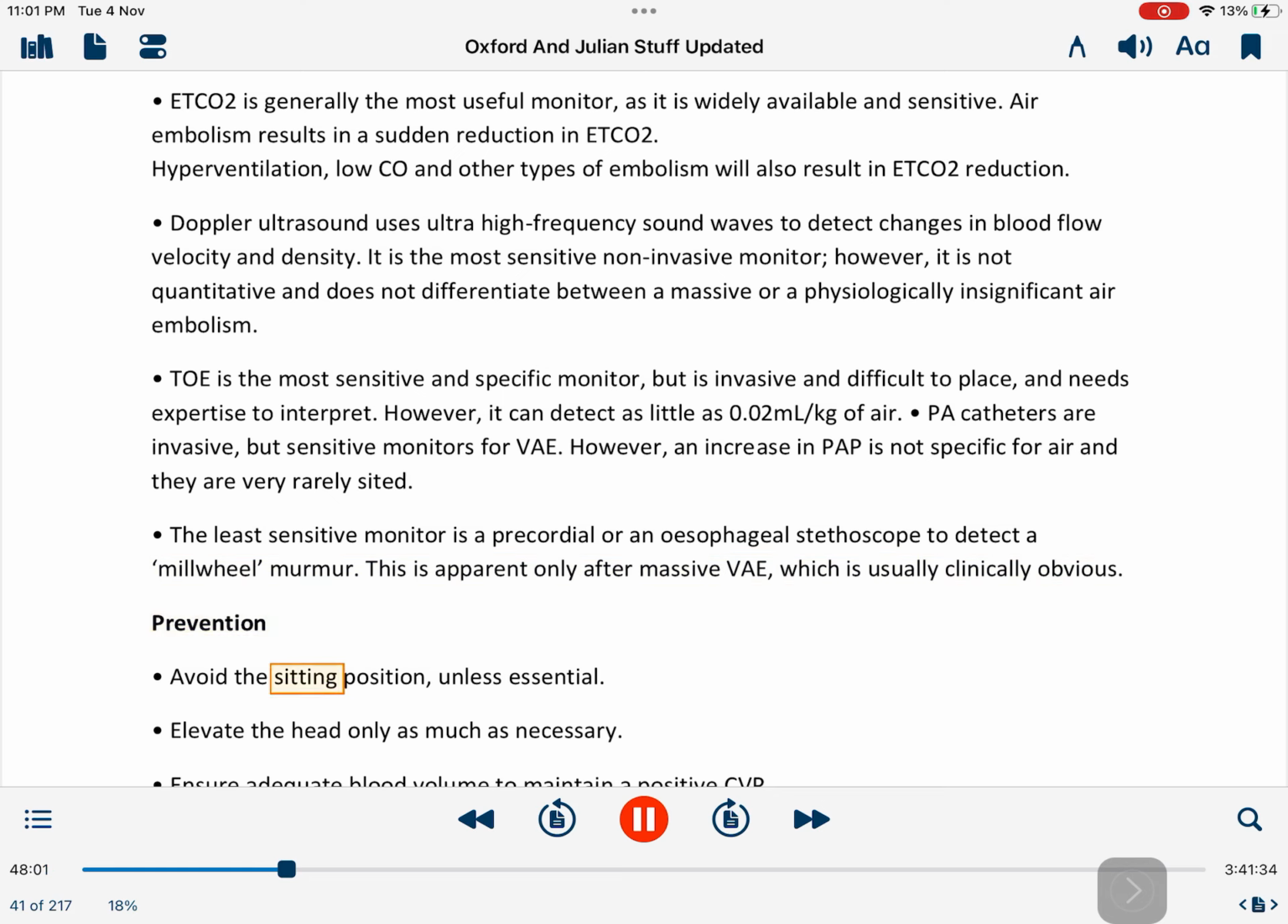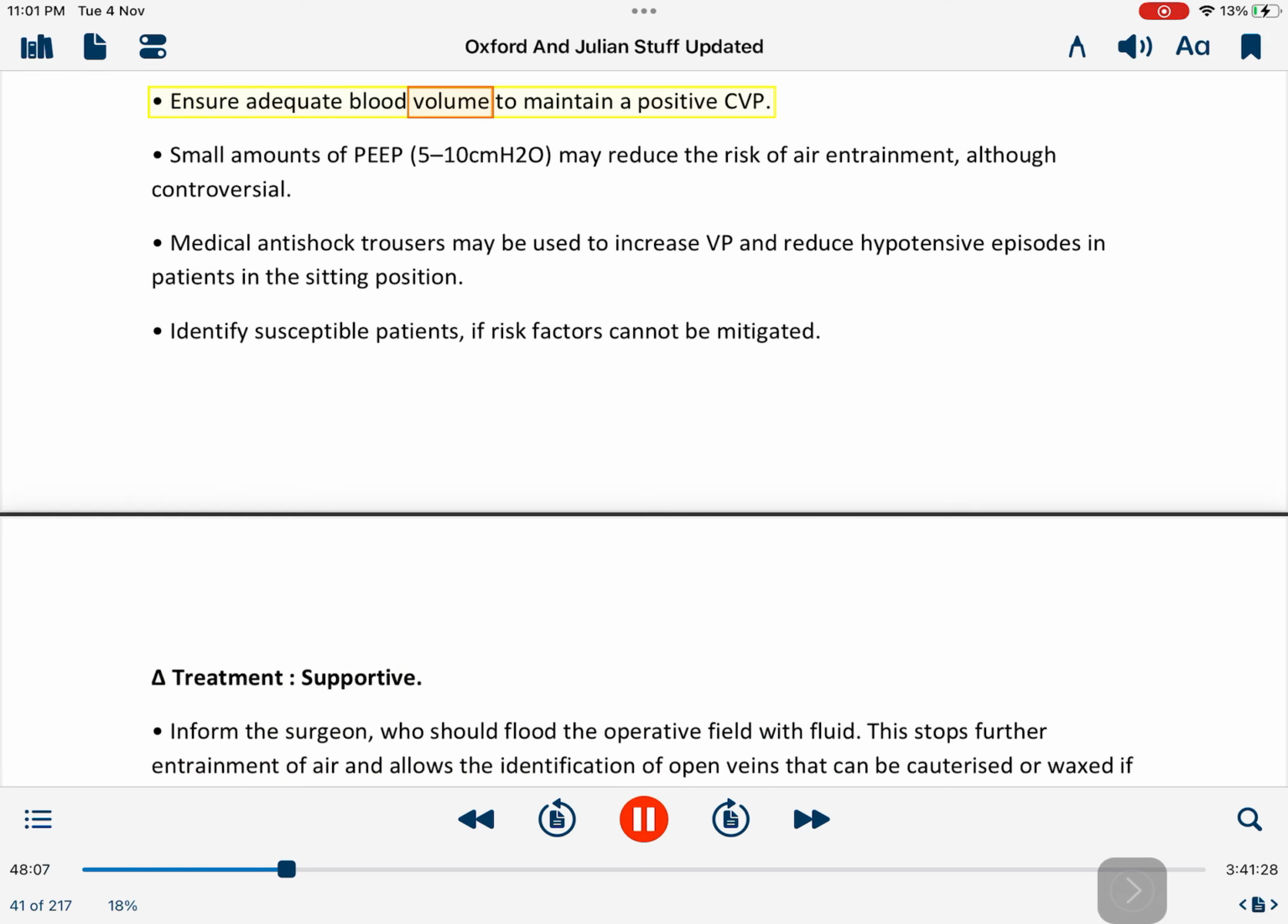Prevention: avoid the sitting position, unless essential. Elevate the head only as much as necessary. Ensure adequate blood volume to maintain a positive CVP. Small amounts of PEEP may reduce the risk of air entrainment. Although controversial, medical anti-shock trousers may be used to increase VP and reduce hypotensive episodes in patients in the sitting position. Identify susceptible patients. If risk factors cannot be mitigated, treatment.